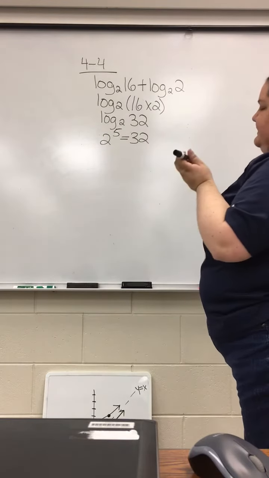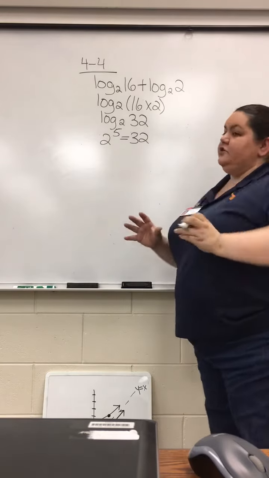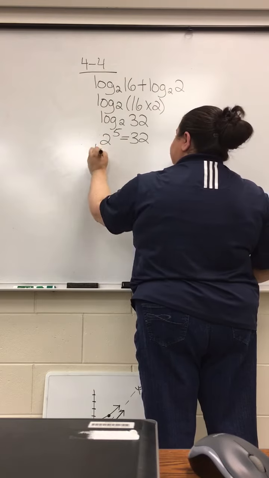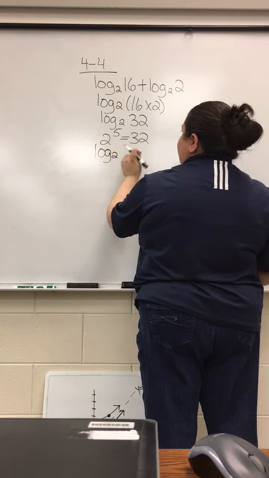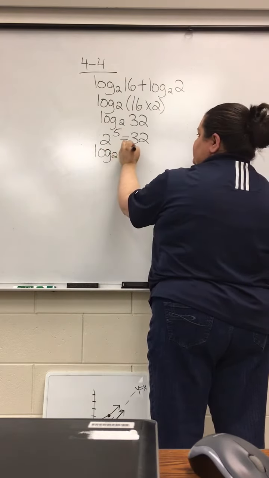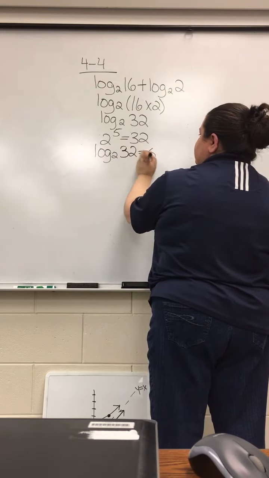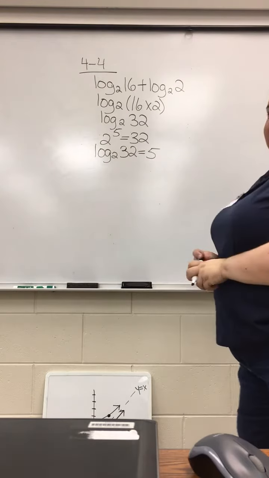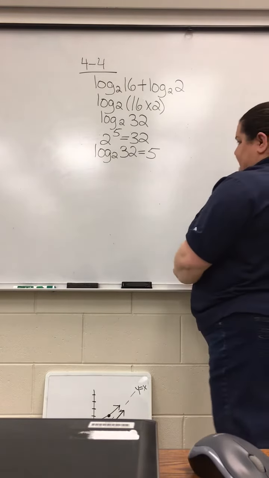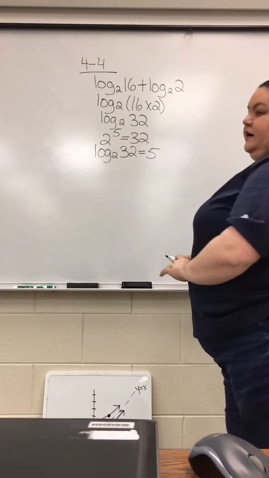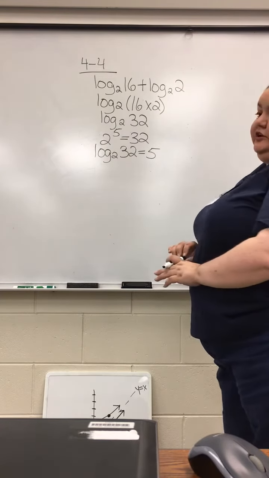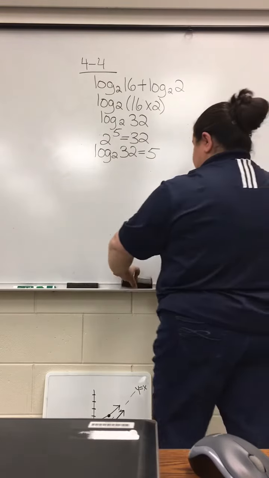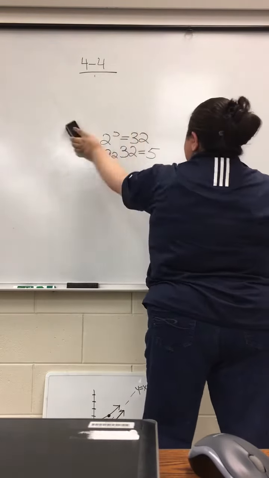But remember, to write this so it'll be correct, you have to write it as log base 2 of your answer, 32, equals 5. Remember to write it this way at the very end, because we want it to be correct. The other option that you will see on your quiz is instead of an addition, it's going to be a subtraction problem. Let me write one down for you real quick.